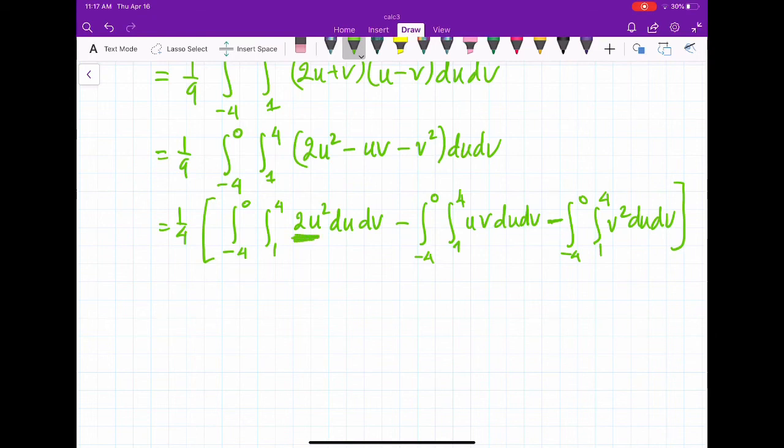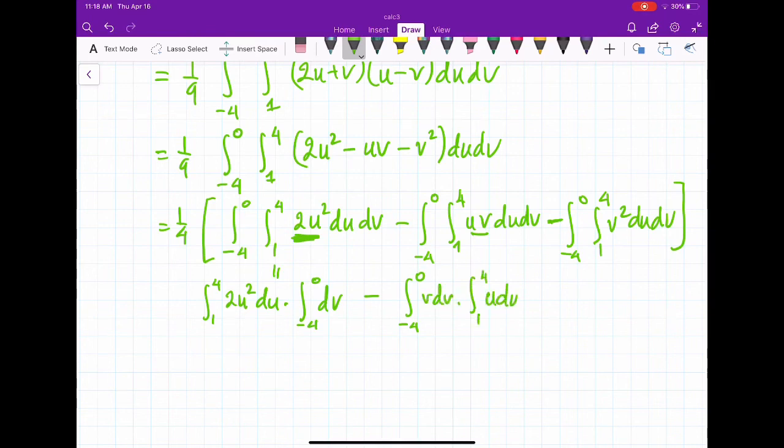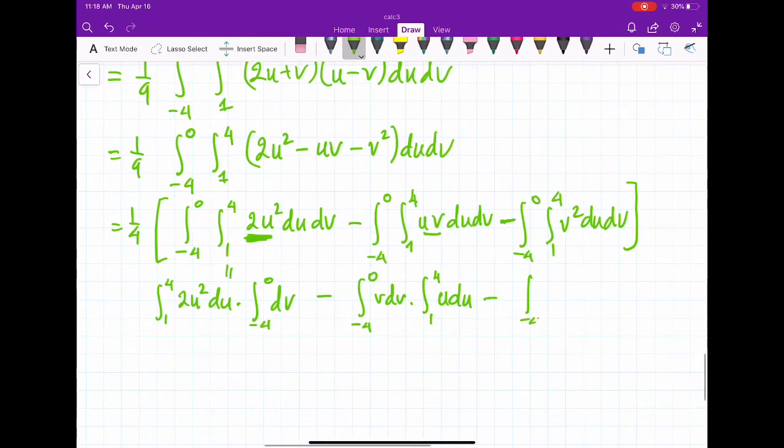Look at this. For this integral, we have 2u squared without v. So this is equal to the integral from 1 to 4 of 2u squared du times the integral from negative 4 to 0 of dv. Right? And here we have uv. We can separate that: the integral from negative 4 to 0 of v dv times the integral of u du, and minus the integral from negative 4 to 0 of v squared dv times the integral from 1 to 4 of du.